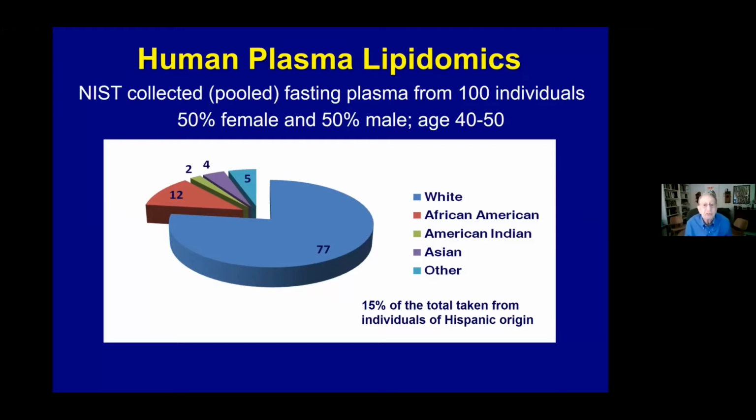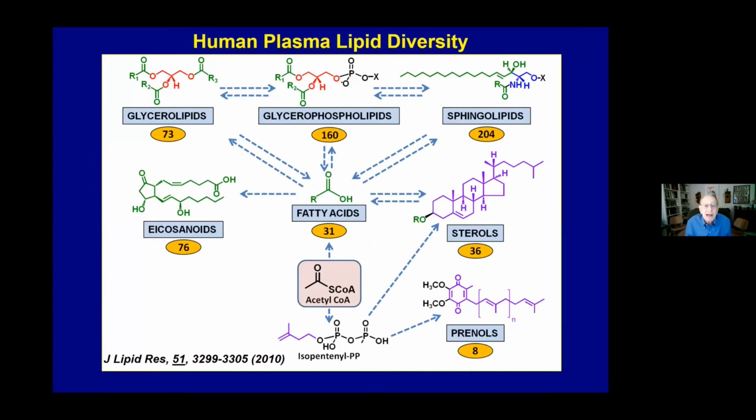But that's what this pooled sample is. Lipid Maps used it, and many other lipidomics initiatives through the succeeding decade have used this same sample for standardization. Now, when Lipid Maps determined the human plasma lipidome, it identified some 600 molecular species.